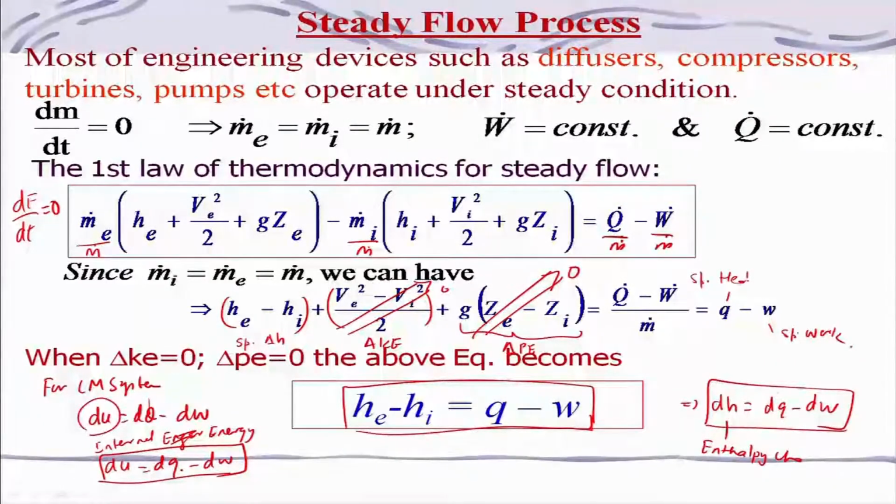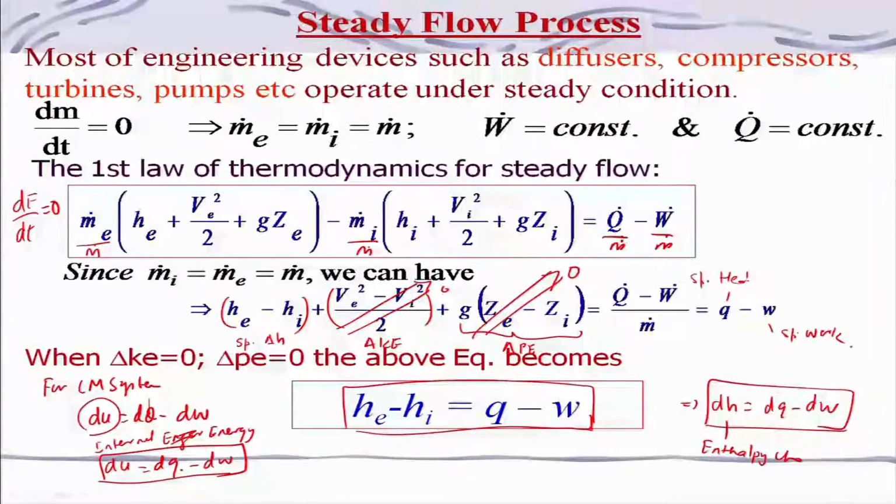So, you should keep this in mind that for a steady flow process, the energy equation or the first law of thermodynamics is similar to that for the control mass system, except that only the internal energy in the control mass system is replaced by the change in enthalpy, that is all. Okay. So, now we will apply this equation to some application.